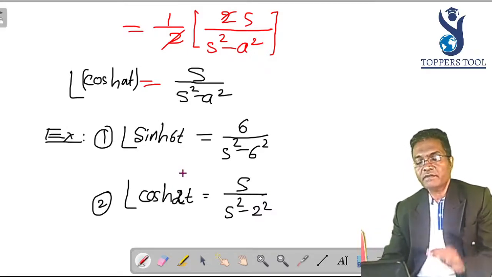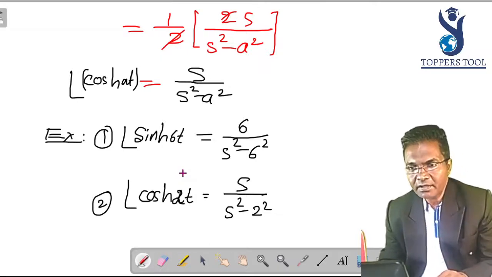So in the next session we will be doing the Laplace transform of t power n.